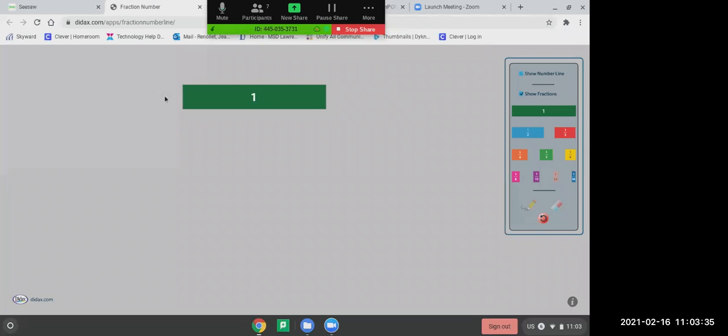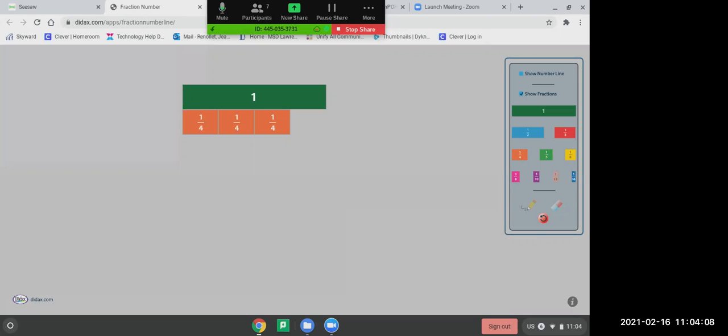Okay, I need to start there. So using my model, I have one whole. Now I need to look for 3 1/4. On the right, I notice I only have unit fractions. That means I need to build 3 1/4. So here is 1/4, 2 1/4, 3 1/4.